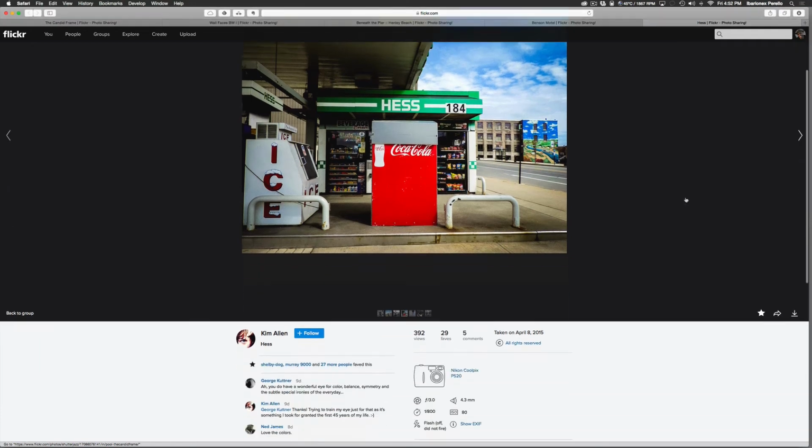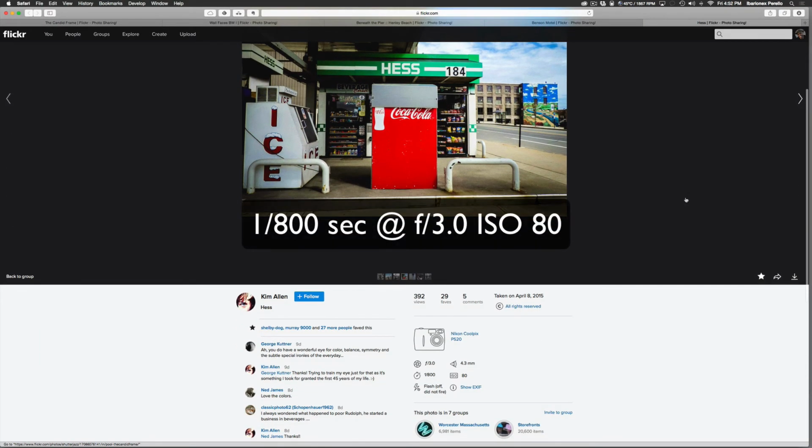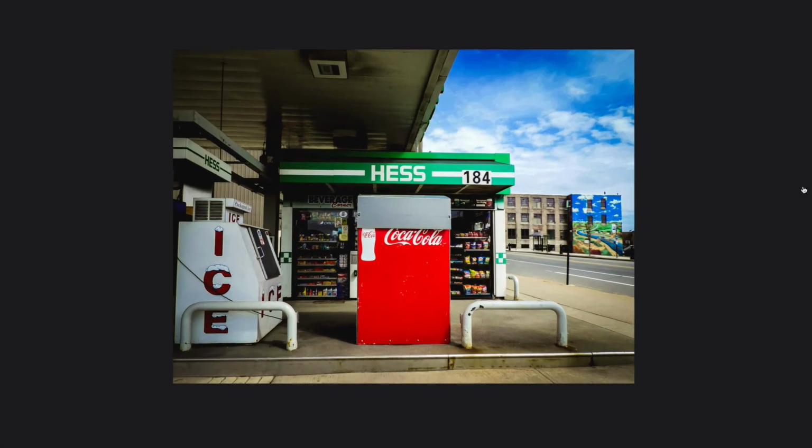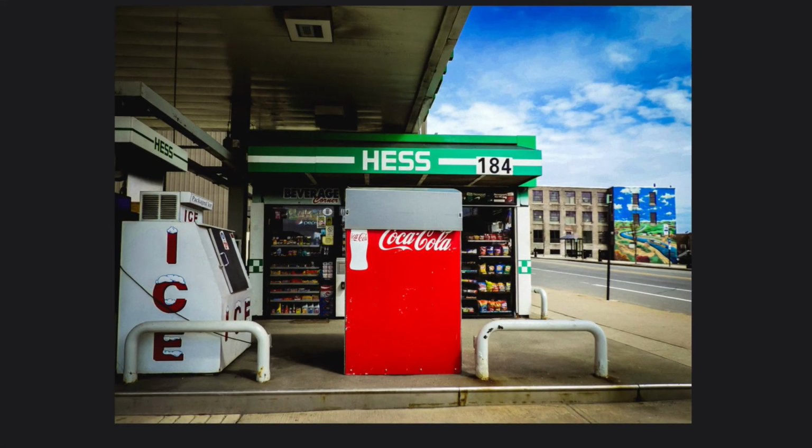Now here's this last shot by Kim Ellen. She shot this with a Nikon Coolpix P520. And this shot, I think, has that depth. I mean, the color palette reminds me of the work of William Eggleston, who I'm a really big fan of.